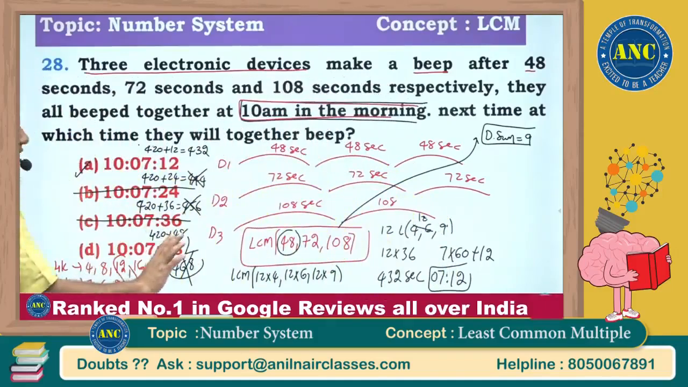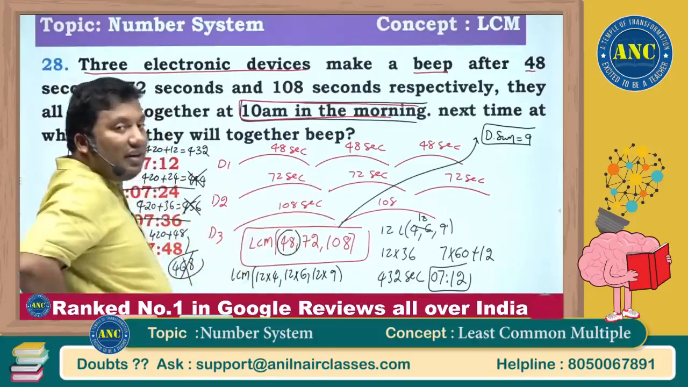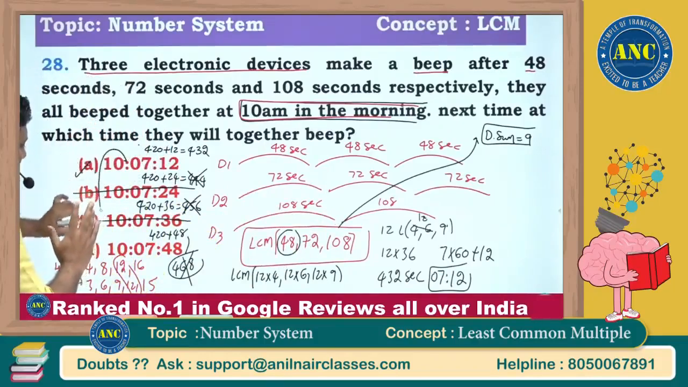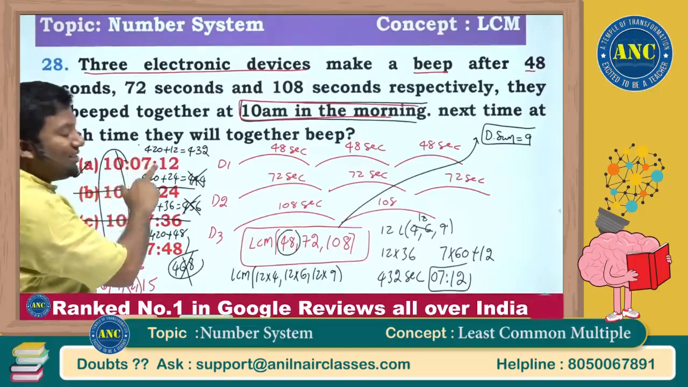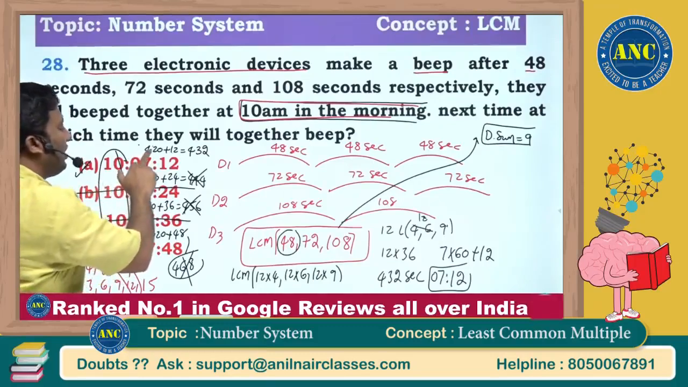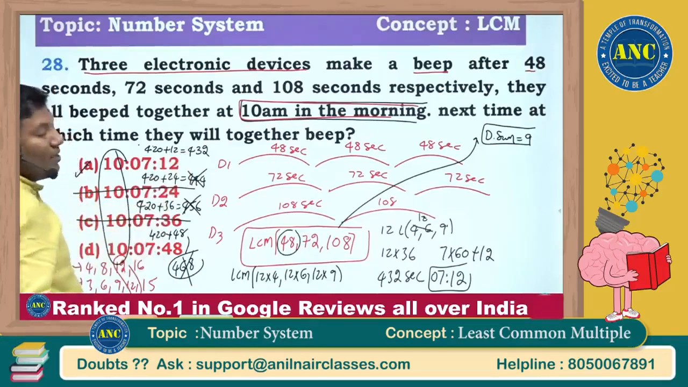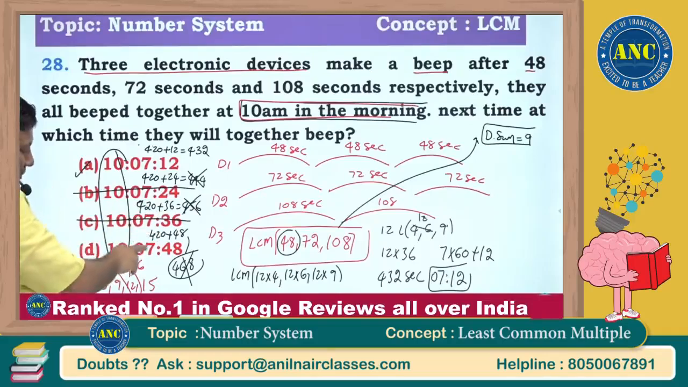Just play around with the answer options. You don't need to find it. 48, 72, 108: 72's digital sum is 9, so the answer's digital sum should be 9. This is the first time the beep has happened. I don't want that. These are 7 minutes, and 1 minute is 60 seconds. 7 into 60 is 420, plus 12 is 432. The digital sum is 9, possible. 420 plus 24, 444, not possible. 456 is not possible. 420 plus 48 is 468.